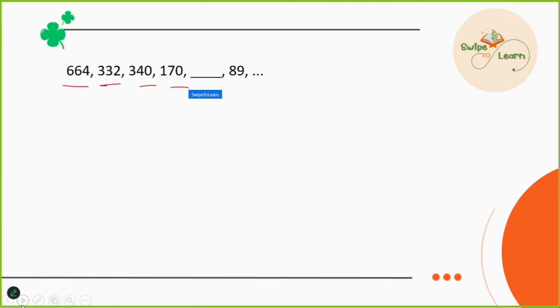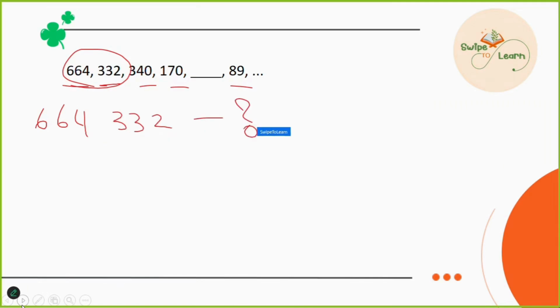664, 332, 340, 170, and 89. Okay, these are huge numbers. I think it's a little bit complex. Okay, so let's analyze the pattern. First, consider the first 2 terms, 664 and 332. Did you observe any pattern here? Yes. 332 is half of 664.